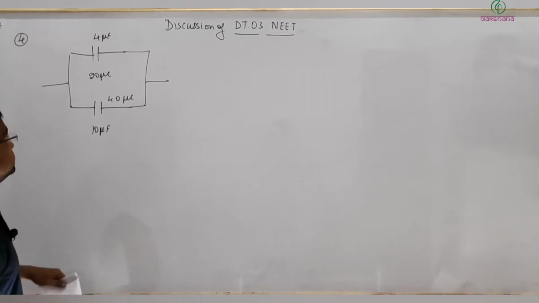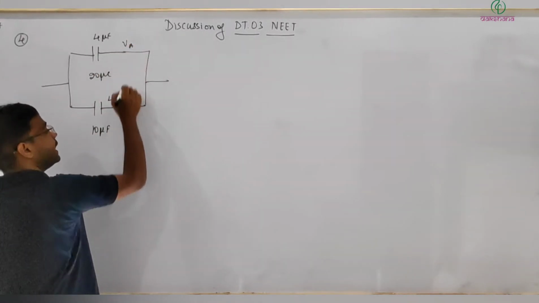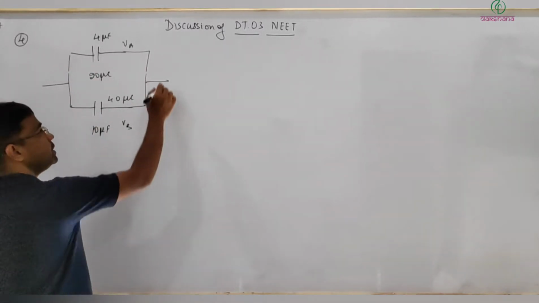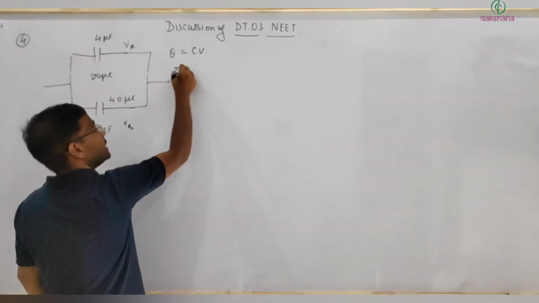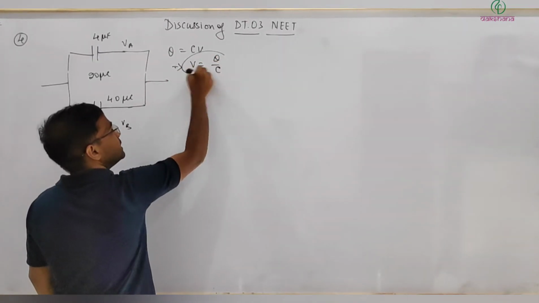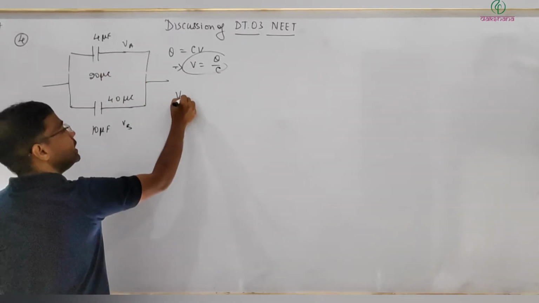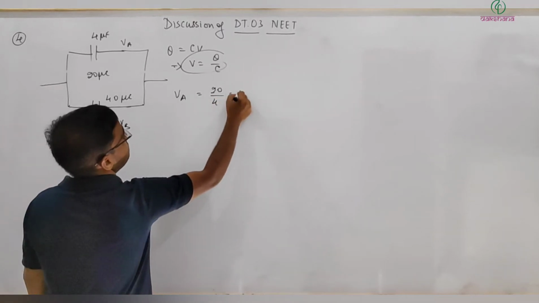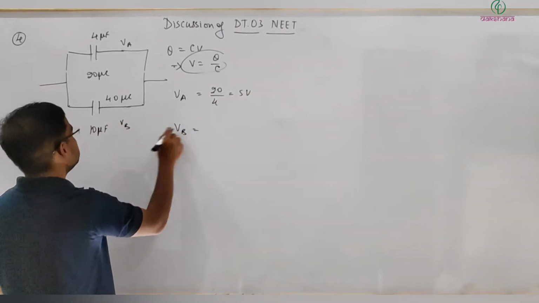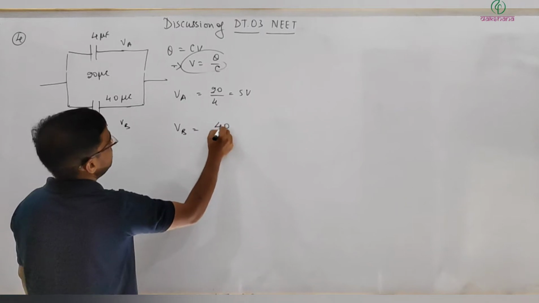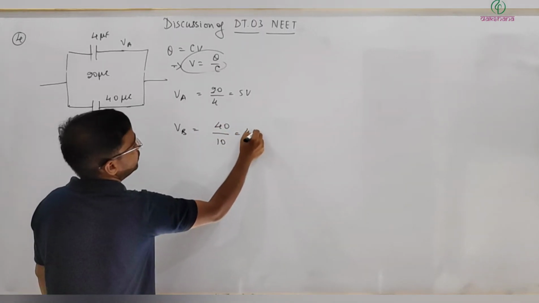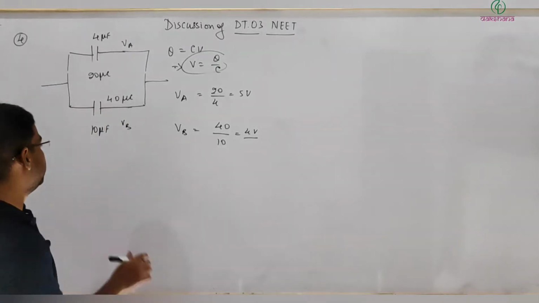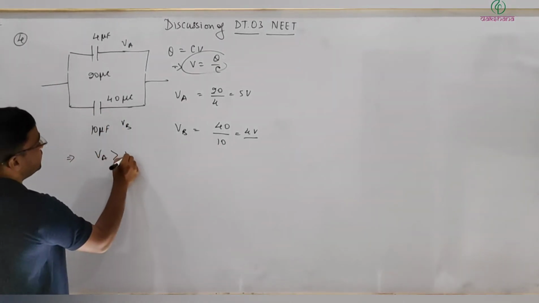Okay, so first let me write, this is VA and this is VB. So before connection is made, let me check the potential. So we know actually Q is equal to CV, so you can write actually V is equal to Q by C, simple, directly you can write. So let me check VA, this is Q, this is 20 divided by 4, that is 5 volt, and VB is equal to 40 divided by 10, that is equal to 4 volt. So which capacitor is at higher potential, you can see here this implies VA is greater than VB.